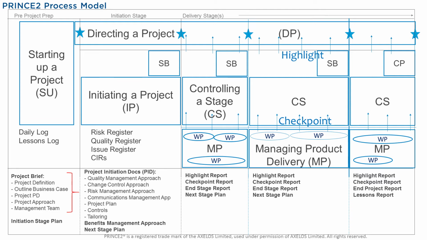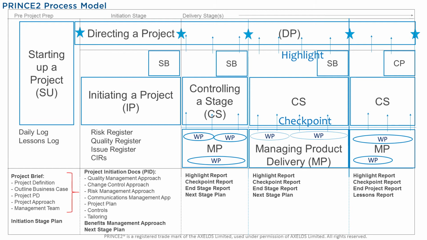Given that that is good, then we see the beginnings of directing a project, which is going to run all through the project. But this first instance, it's going to be authorizing initiation. And so that means that we can now move into the initiation stage, where we're going to be doing initiating a project process. So this is planning and preparation for the delivery part of the project.